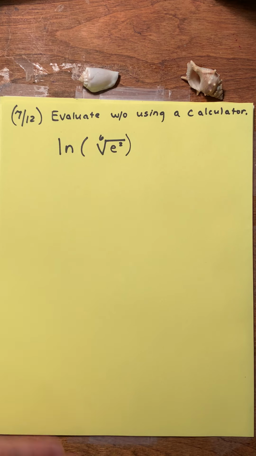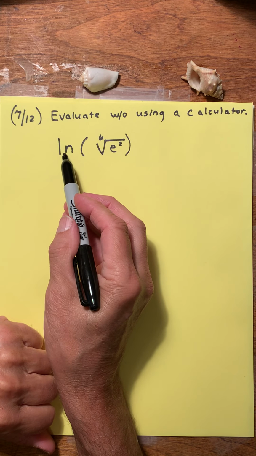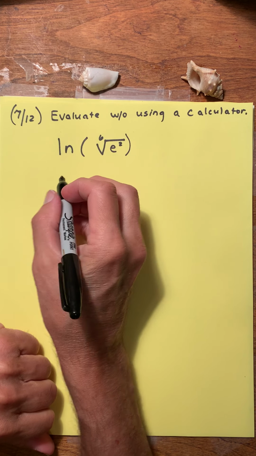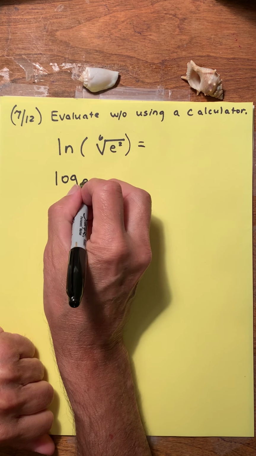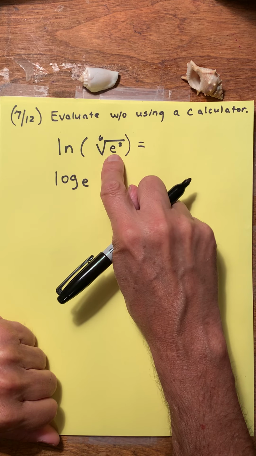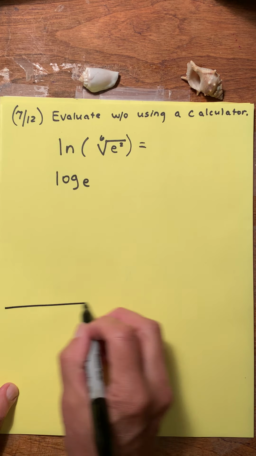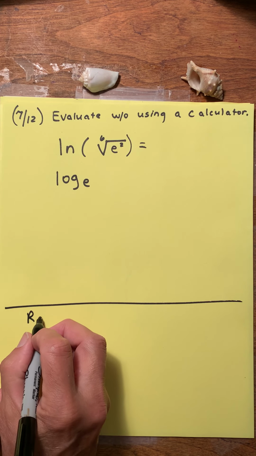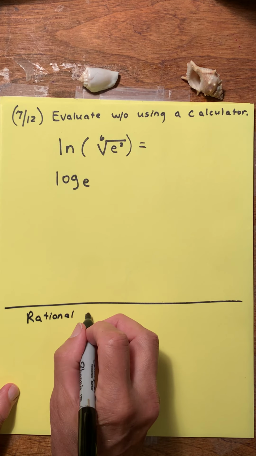Next one says evaluate without using a calculator. Well, let's think about this for a minute. This is ln, the natural log. Let's rewrite it as log base e of the 6th root of e squared. Do you remember when we talked about rational exponents?